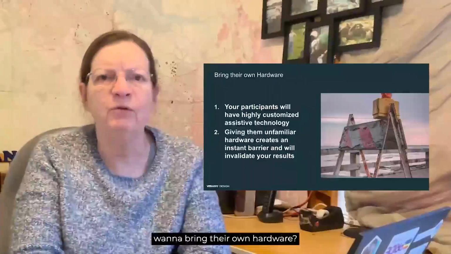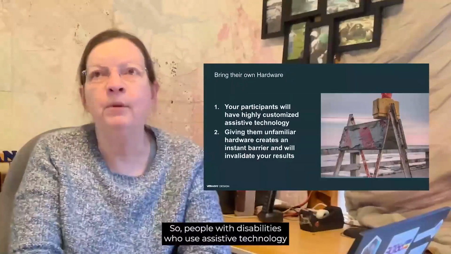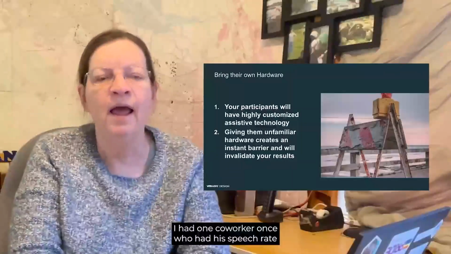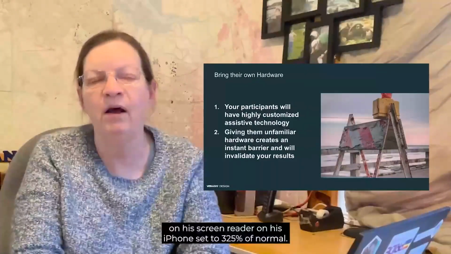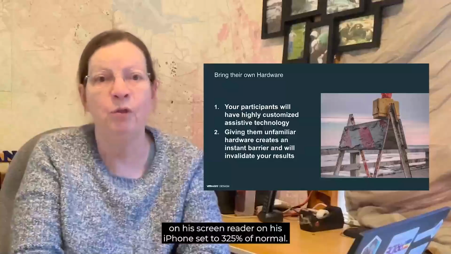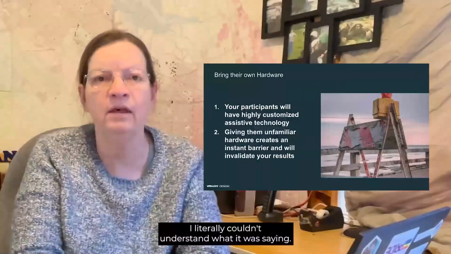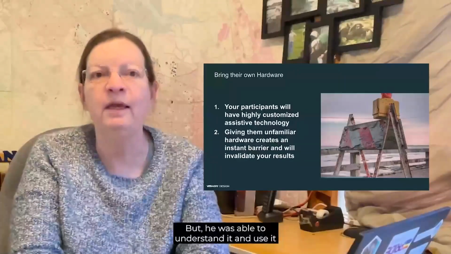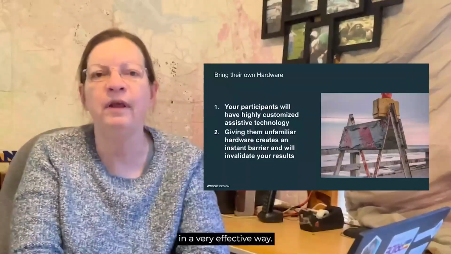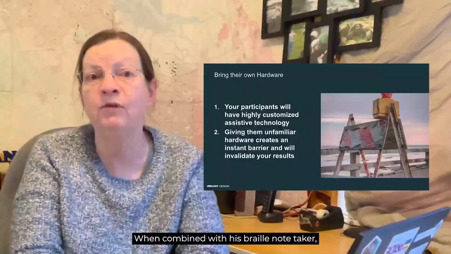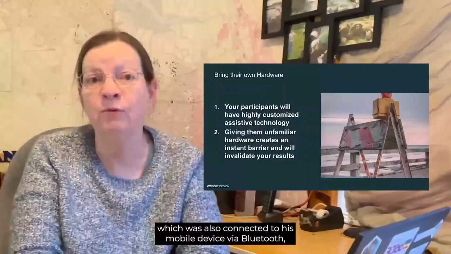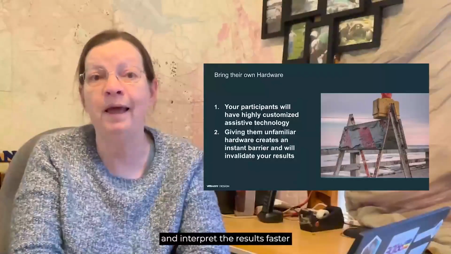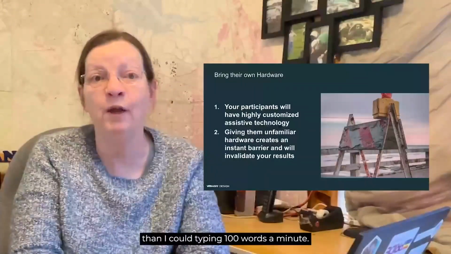Why do people with disabilities want to bring their own hardware? So people with disabilities who use assistive technology have their hardware highly customized. I had one coworker once who had his speech rate on his screen reader on his iPhone set to 325% of normal. I literally couldn't understand what it was saying. It sounded like complete Mickey Mouse to me. But he was able to understand it and use it in a very effective way. When combined with his Braille note taker, which was also connected to his mobile device via Bluetooth, he was able to do a Google query and interpret the results faster than I could typing 100 words a minute.